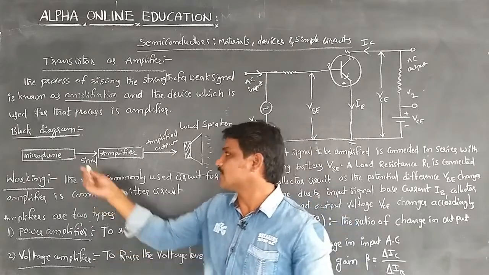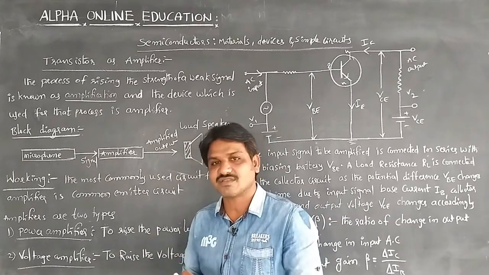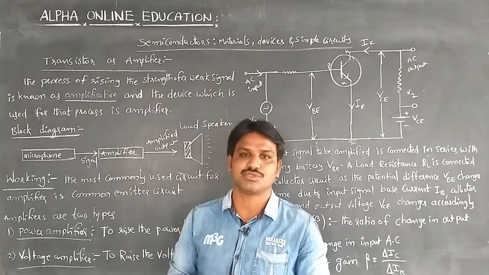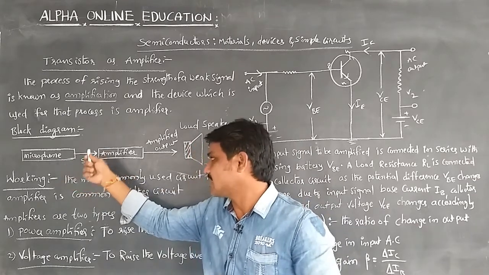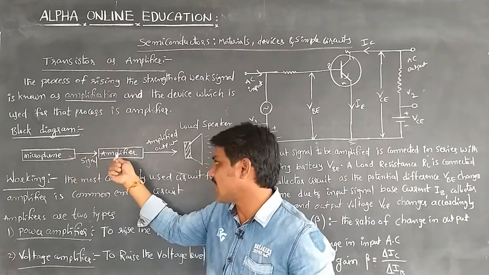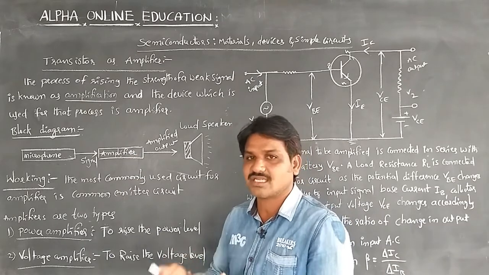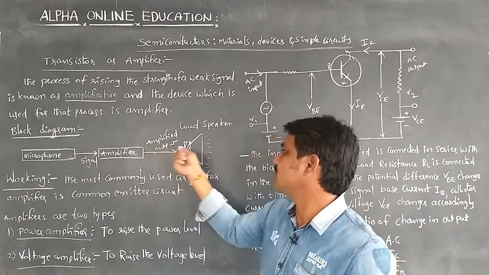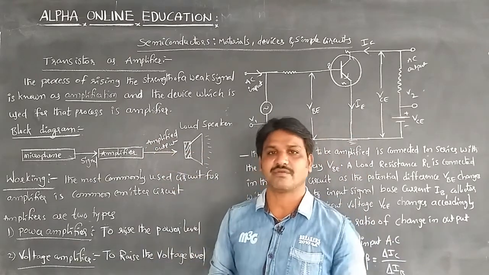Amplification means the strength of the signal can be raised, and the device used for that process is called an amplifier. The signal is sent to the microphone, the microphone sends the signal to the amplifier, and the input signal is amplified. That amplified output is given to the loudspeaker, where we can hear 100 to 1000 times more sound.